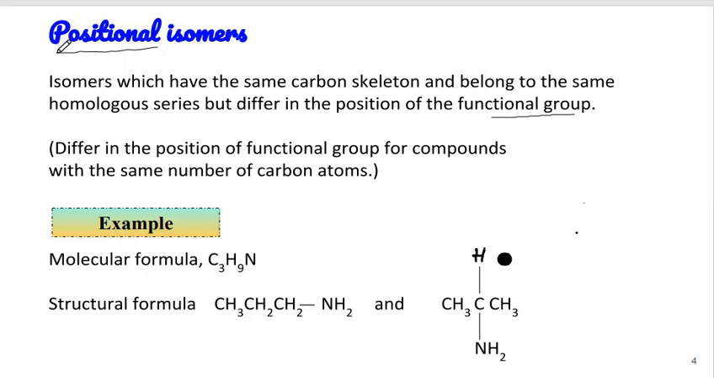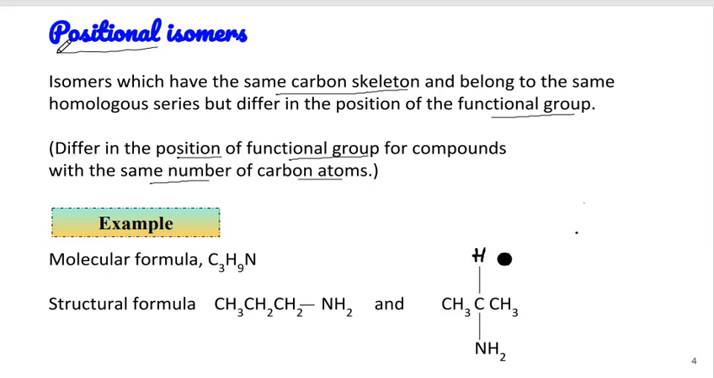Isomers which have the same carbon skeleton, meaning the main carbon chain length is the same, and they belong to the same homologous series, but differ in the position of the functional group. So differ in the position of functional group for compounds with the same number of carbon atoms. You must know the difference is in the position of the functional group itself.